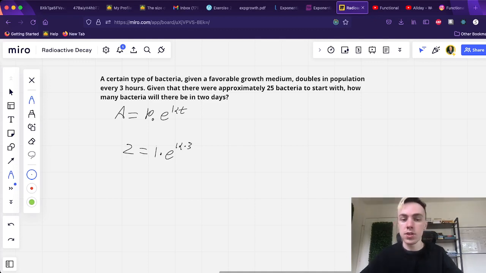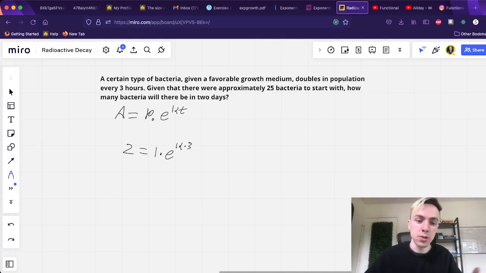All right, so we can start with whatever numbers we want, of course, but we'll start with 2 and 1 because those are really easy to use. This just becomes 2 equals e to the, let's write this as 3k instead of k times 3. And now we can use logarithms to solve for this. So we can take the ln of both sides.